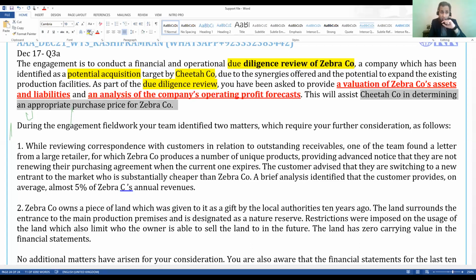This is so crucial, and this is a common mistake students make in the exam paper. Who determines the price in a due diligence? Never the auditor, never the auditor. The auditor only shares information with you, like the valuation of assets and liabilities, like the future operating profit forecast. And on that information, the buyer decides the price. So never the auditor decides the price.